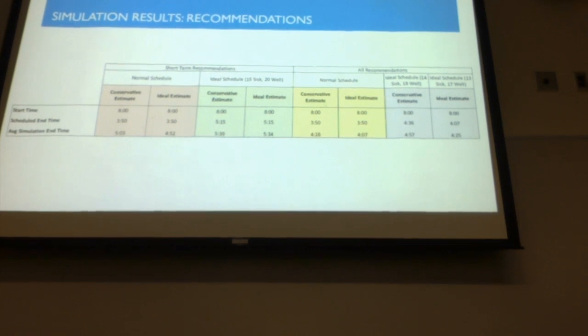Then again, we looked at the start time and the scheduled end time. For the simulation, if we ran it according to the normal schedule, you end around 5:06, but the scheduled end time is 3:50, so there's still around an hour difference. If you use the ideal schedule, though, there's only about a 15-minute difference, and you end around 30 minutes later. You can see that across all the other schedules as well. Usually the difference is around 30 to 40 minutes between the normal schedule and the ideal schedule.